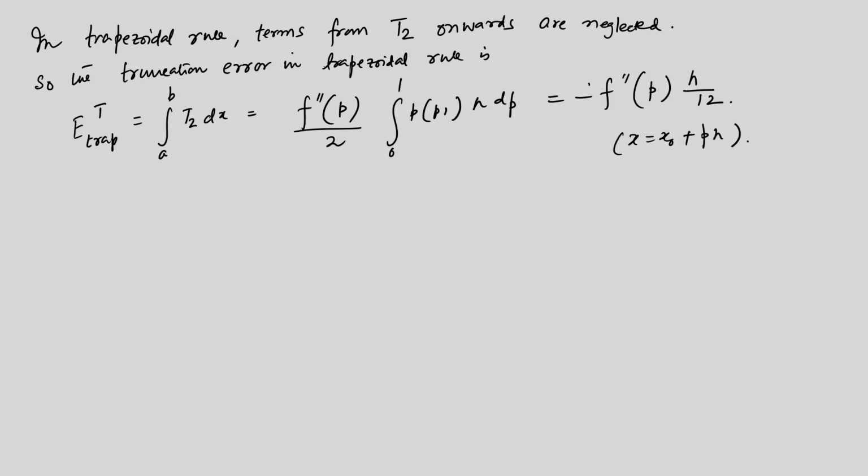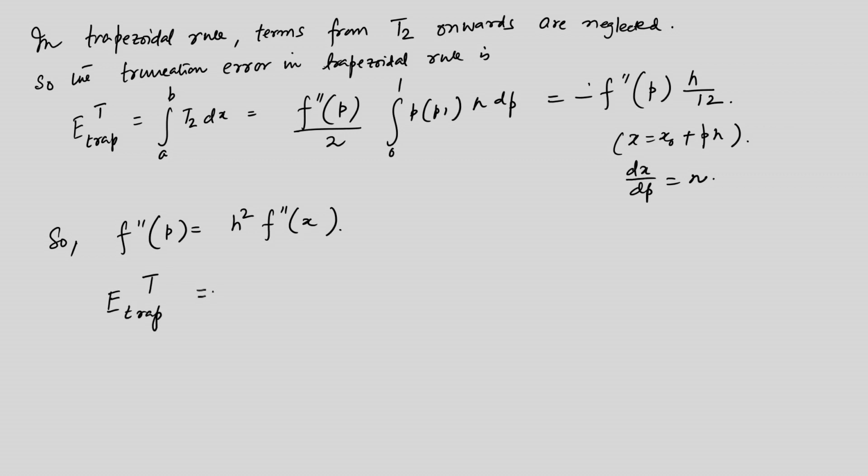Okay. So, dx by dp equal to h. So, f double prime p is nothing but h square f double prime x. So, the E trapezoidal, the truncation error, is nothing but h cube by 12 f double prime x for a less than x less than b. Okay, so, this is the error in the trapezoidal rule.